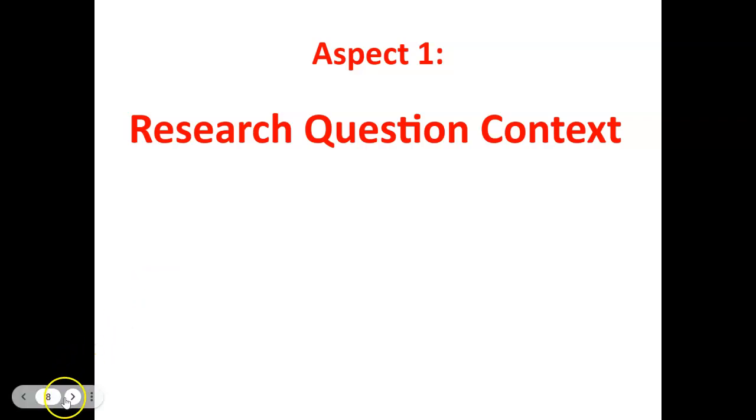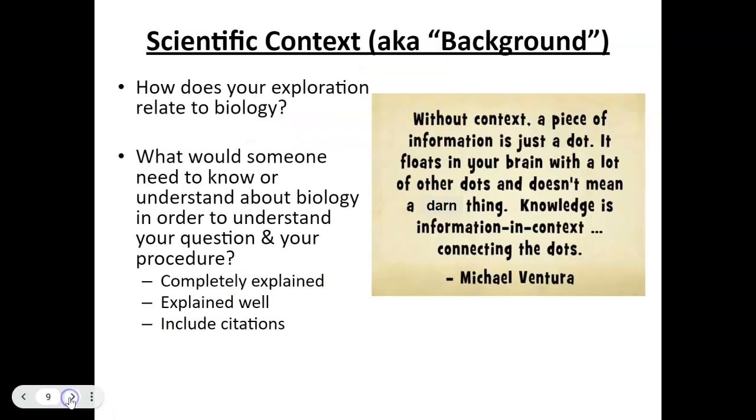Okay, let's get into all the details of each aspect. So aspect 1 is the research question context. Background information is going to go into this section, and it is important that your background information helps to put your research question and your methods into context. You essentially are going to be justifying and explaining scientifically what you are doing in the lab. How does your exploration relate to biology? And it needs to, right? You're not doing a chemistry IA, you're doing a biology IA. So those connections are definitely important.